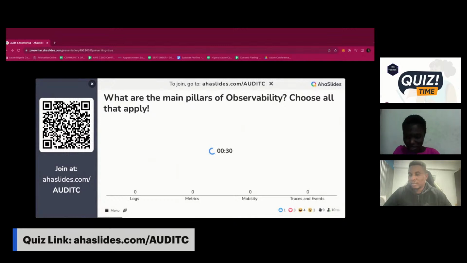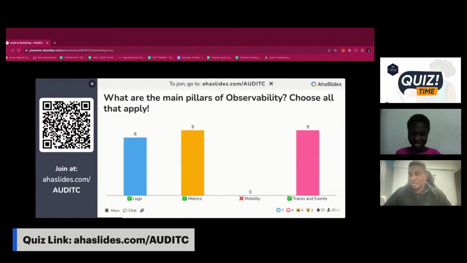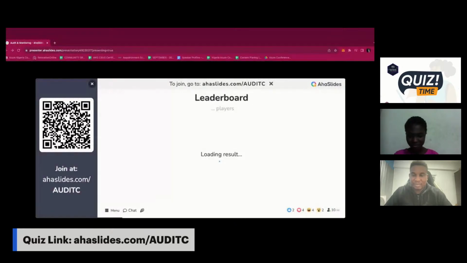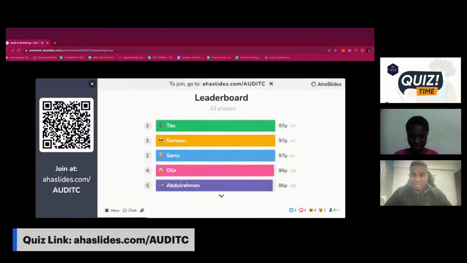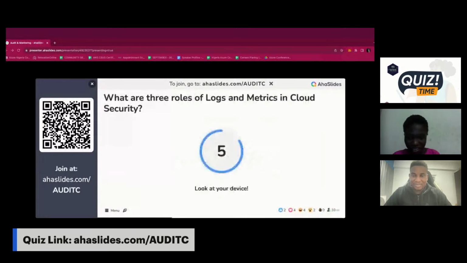All right, let's see those that have answered. People are excited in the reaction box. I hope the question is not too tricky. I'm happy that people are excited, so that means a lot of people are confident to answer. Okay, nobody chose the wrong answer. That's awesome. Logs, metrics, traces, and events. That shows that you're actually listening. All right, let's see the leaderboard. Oh, Tao is leading the session today. Awesome.